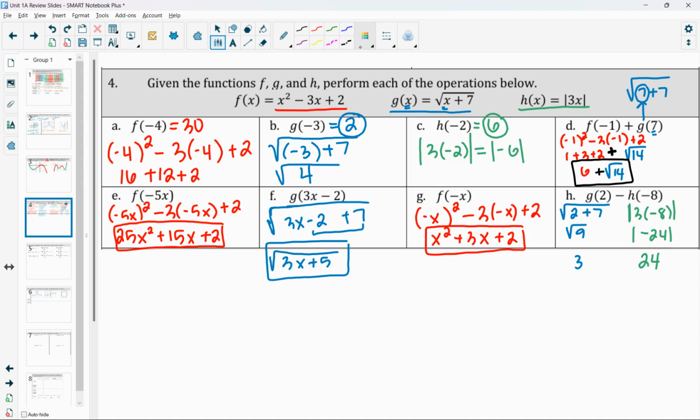And then this problem asked us to subtract these two. So 3 minus 24 is negative 21 for our final answer for that one.